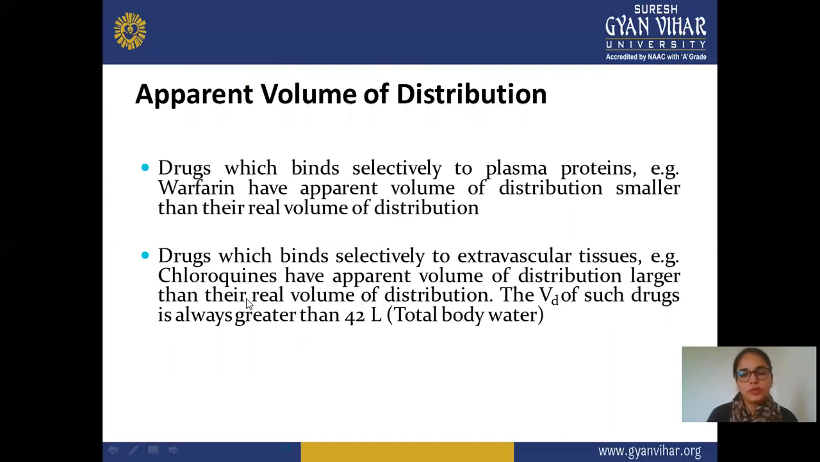Next, in this apparent volume of distribution, a drug which binds selectively to plasma protein, like warfarin, has an apparent volume of distribution. This means that according to the affinity or selectivity to a particular site, a drug can bind, because every drug doesn't have the same affinity to that particular site or tissue. It may depend on the condition or the property, how much affinity that particular drug has to that particular tissue. So this binding depends on the selectivity to plasma protein.